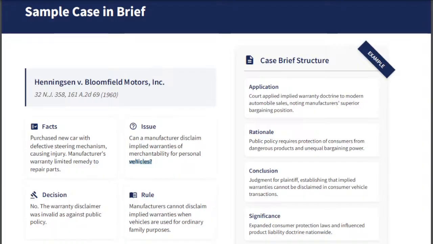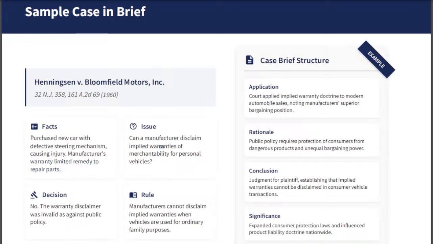Think about this here now. And the way this language is here, it brings that one question. All these parts here about how the person got injured and how they were hoping it was a great steering mechanism because such a reputable car brand doesn't matter. They purchased a new car and it was established they had a defective steering mechanism. And because of that, it caused an injury. Those aren't necessarily facts to be disputed. These are facts just to be mentioned here in the case brief. The manufacturer's warranty, limited remedy to repair parts.